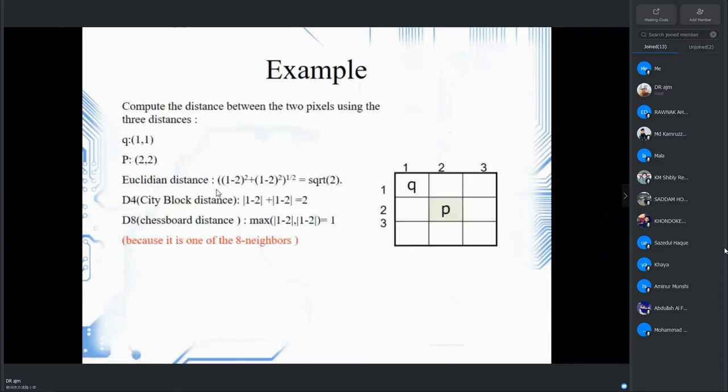See some examples. Suppose we want to compute the distance between two pixels P and Q with coordinates (1, 1) and (2, 2). We should know that the Euclidean distance is something like here as I show. Then the city block distance is the absolute value of 1 minus 2 plus 1 minus 1, and the D8 or chessboard distance is something like this.